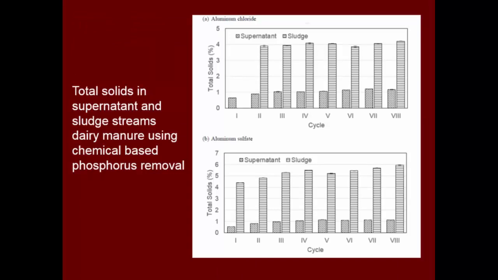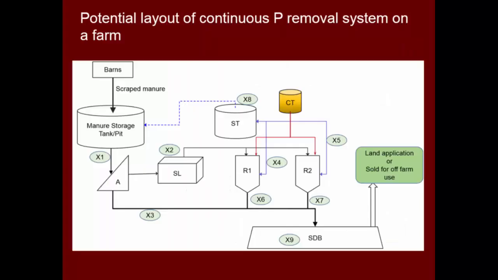The total solids that I'm showing you here are in the supernatant and in the sludge. This is our first cycle, with clean water. Then you can see the total solids increasing as you go with your cycles, but it's not a whole lot. You can see we're consistently around 4%. This is using aluminum sulfate and this is using aluminum chloride. The reason I'm showing this is that, because we are interested in using the supernatant, how much solid is there in the supernatant that you're going to reintroduce to your material.